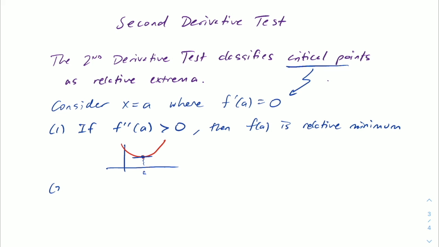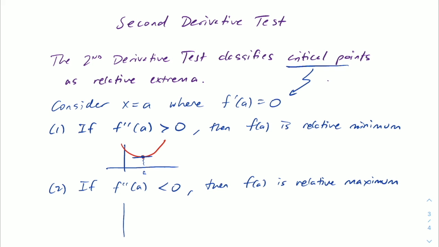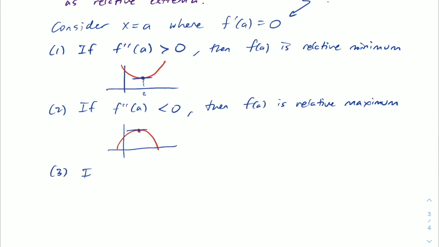Second part of the second derivative test, if the second derivative is negative, less than 0, then f of a is a relative maximum. Again, we can see why this is the case. We have concave down, slope of 0, that's going to be a relative maximum. And then the third part says if the second derivative is 0, the test is inconclusive. We don't know.